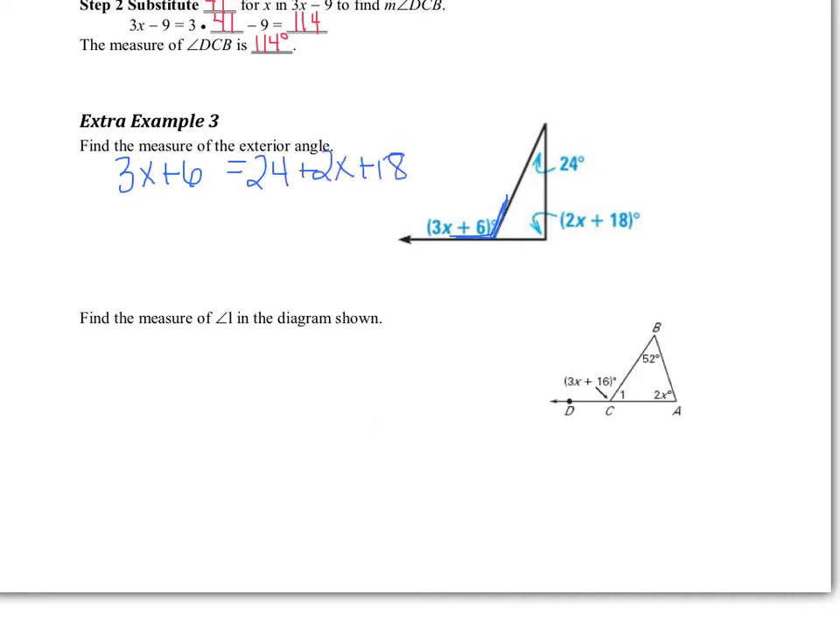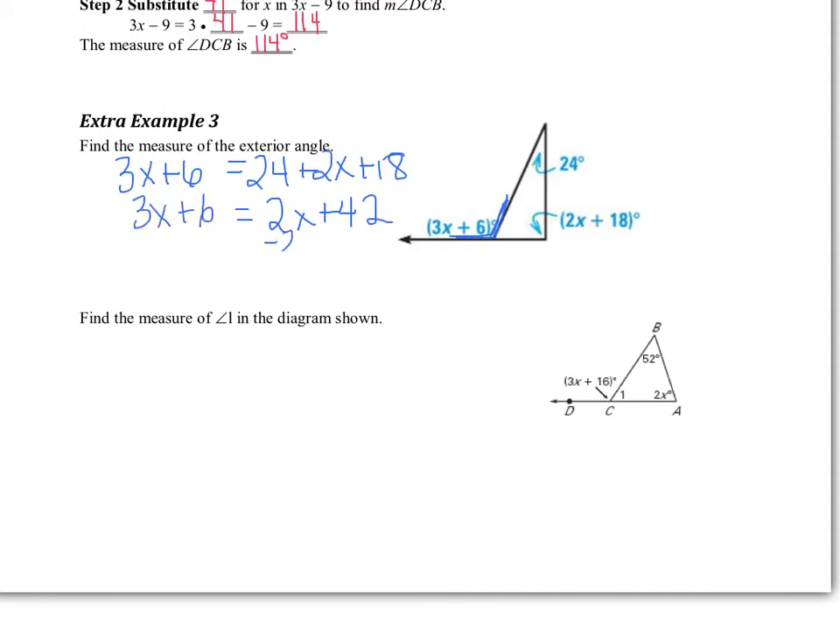So I just added my exterior angle. Well, I didn't add it. I set my exterior angle equal to the sum of the two non-adjacent interior angles. So if I combine my like terms on the right side, I have 2x plus 42 equals 3x plus 6.